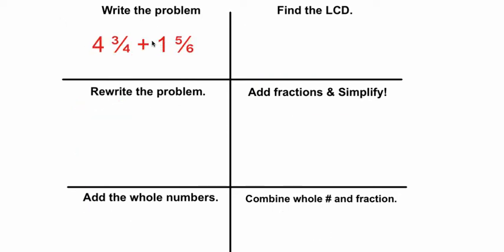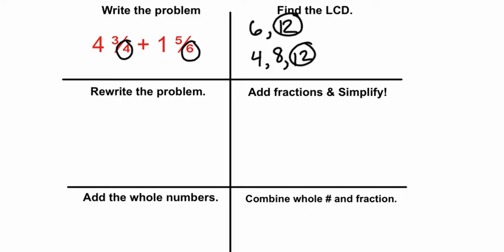All right, here's another problem. 4 and 3/4 plus 1 and 5/6. Let's look at our denominators. 4 and 6, those are not common, so let's find the LCD. I'm going to count by 6's. Right away when I get to 12, I know that 4 is going to go into 12. So our least common denominator is 12.